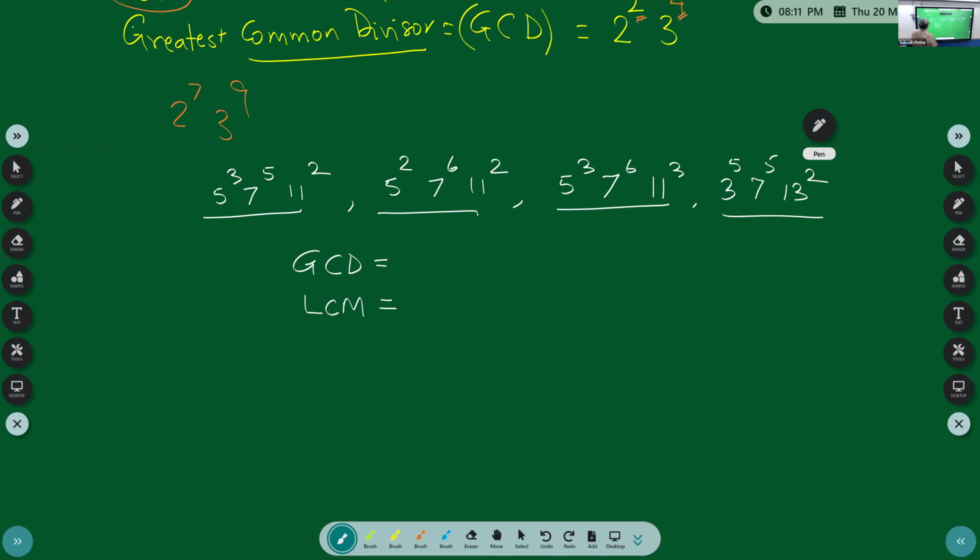Now, let me explain. We have 3, 5, 7, 11, and 13. These are the prime numbers that we have in all the 4. So we will write the first number as 3 raised to 0, 5 raised to 3, 7 raised to 5, 11 raised to 2, 13 raised to 0. This is our first number. We will write the second number with 3, 5, 7, 11, 13 in the same way.